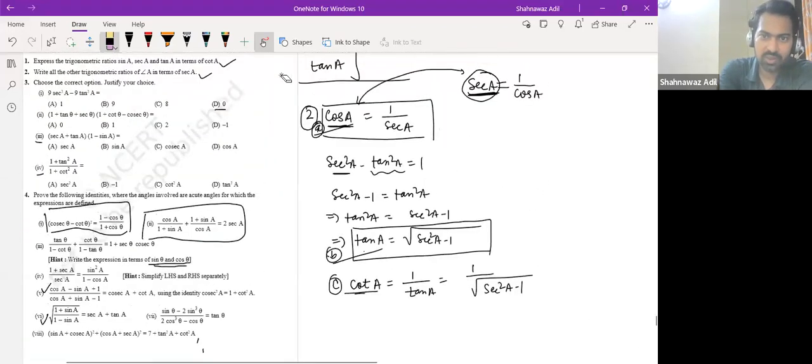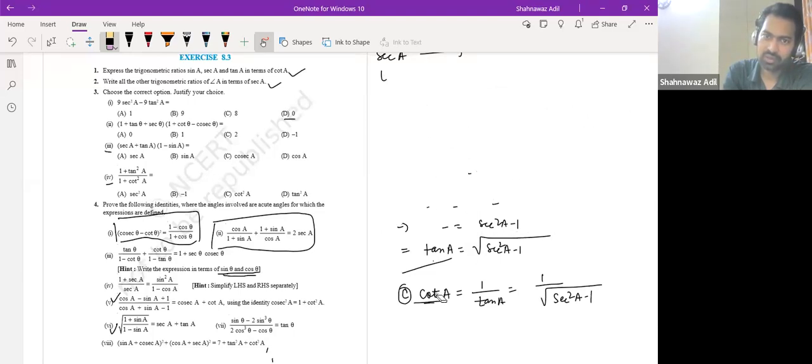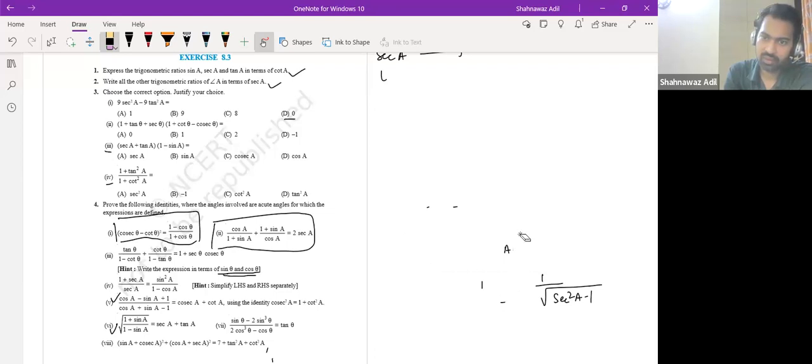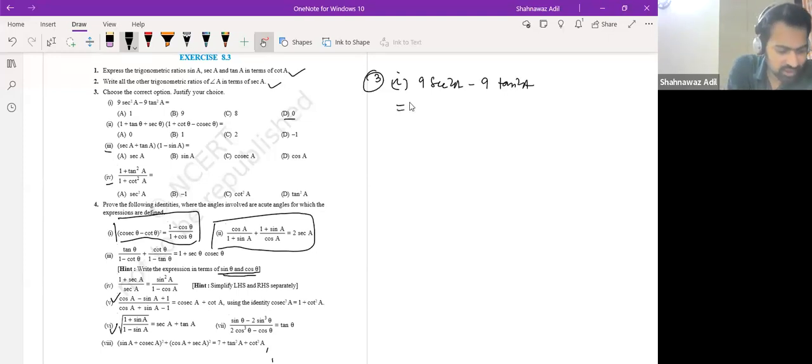Okay, what is the next question we have? Okay, this question is for us. The third one. So we have 9 sec square A minus 9 tan square A, right? So what should we do first, Abir, in this question? Sir, 9 is common. Yes, absolutely right.